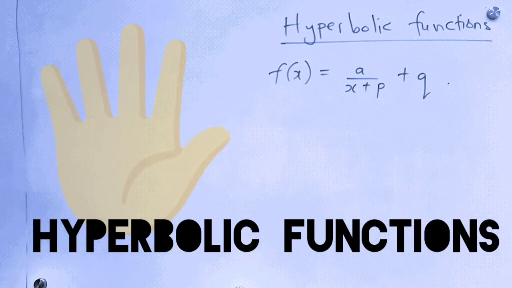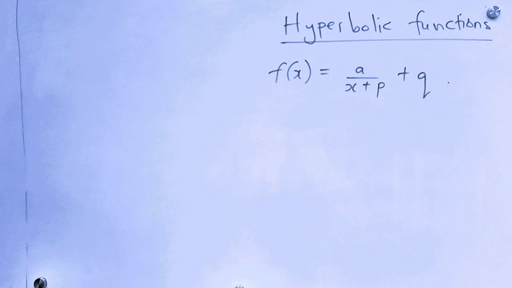Hello guys, in this video we are doing hyperbolic functions where we have our general form f of x is equal to a over x plus p plus q. Now let's see what a represents, what p represents, and what q represents.